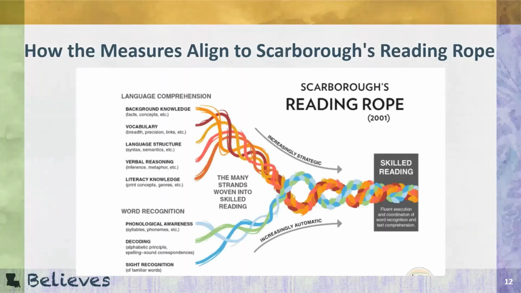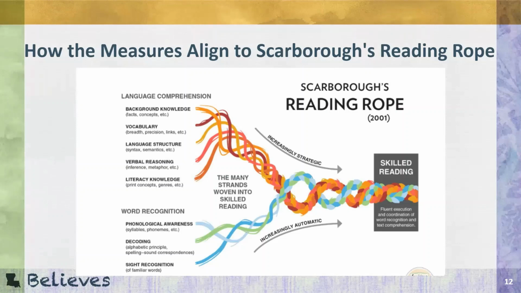And so you may want to evaluate the instruction that the student is being provided. Now, when we think about the measures of the screener, we know that these measures are very much aligned to the word recognition strands. Phonological awareness is measured by our phonemic segmentation fluency indicator. Decoding is measured by both nonsense word fluency and word reading fluency. And then sight recognition is measured by oral reading fluency.